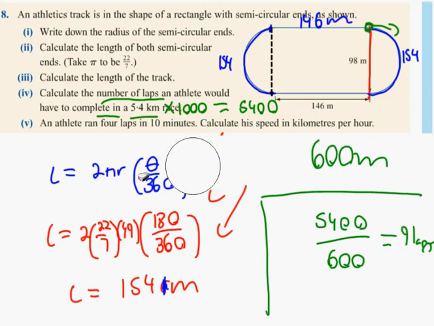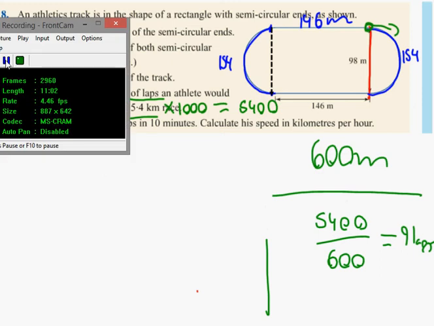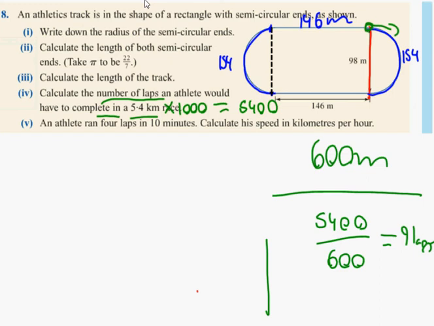Now, an athlete ran 4 laps in 10 minutes. Calculate his speed in kilometers per hour. I might just have to do this. Now, there's a triangle called DST, Distance Speed Time triangle. Cover up the one you're looking for. You're looking for speed. Cover up speed. What are you left with? Distance divided by time. Now, it wants it in kilometers per hour.